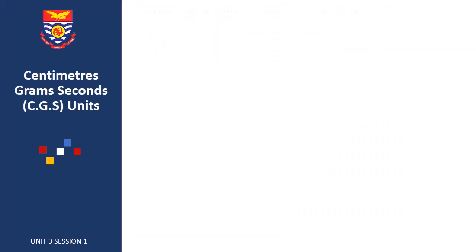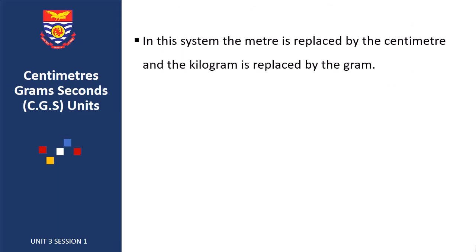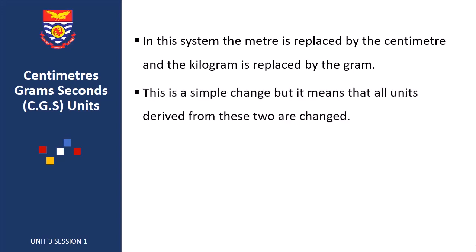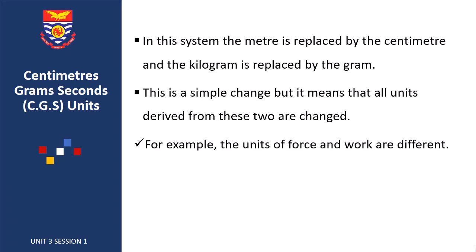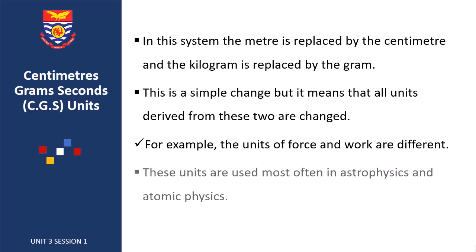Now let's look at the other unit. That is the centimeter gram second, the CGS unit. In this system, the meter is replaced by the centimeter and the kilogram is replaced by the gram. You observe that the time is still second. This is a simple change, but it means that all units derived from these two are also going to be changed. So, for example, the unit of force and work will be different because they have mass in them. These units are used most often in astrophysics and also in atomic physics.